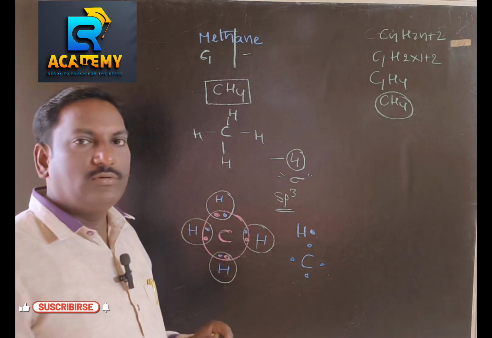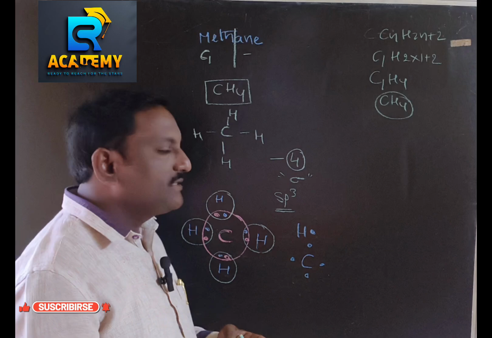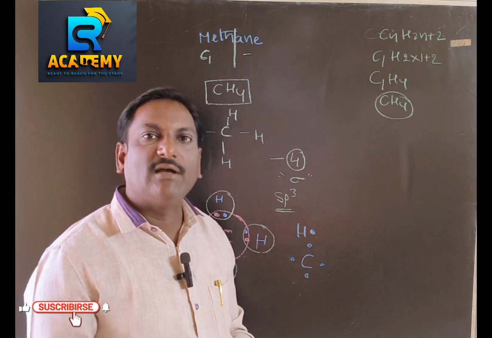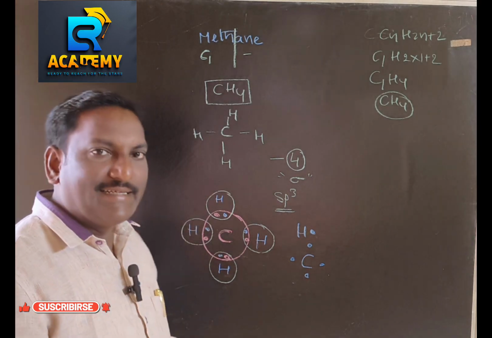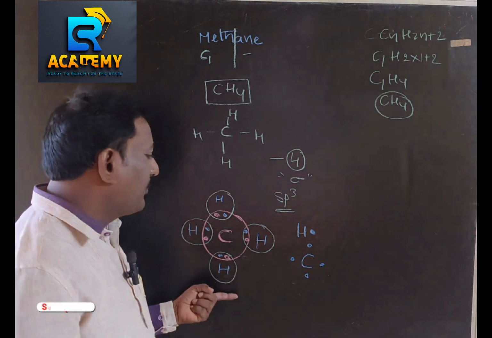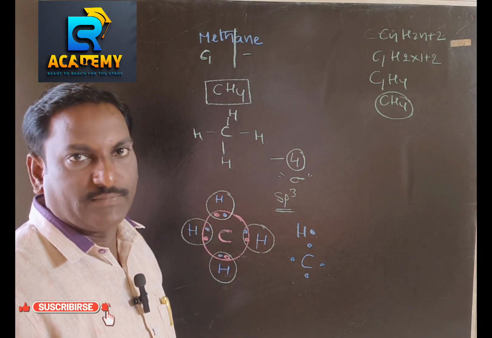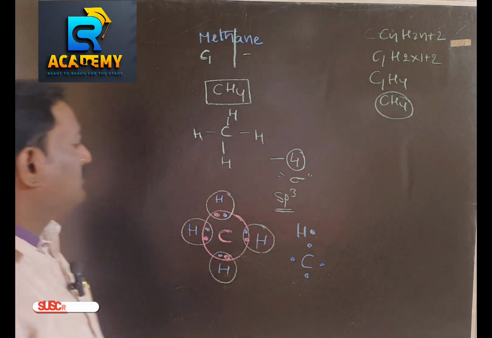So first we need to find the chemical formula of the given hydrocarbon. Second is how many covalent bonds are there. Third is what is the nature of hybridization of carbon. Fourth is the detailed structure, and fifth is drawing the electron dot structure. Is it clear to you? Very good. Make a note.